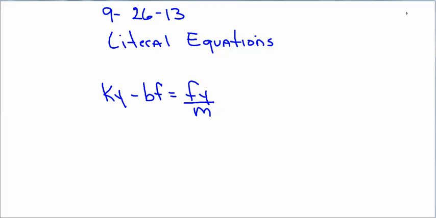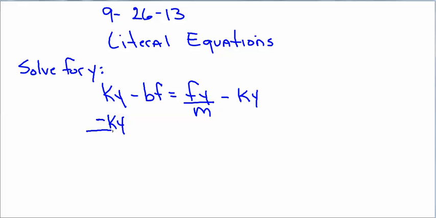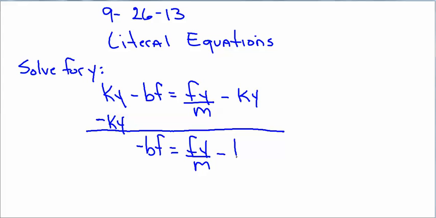Alright, this was number 3 from the study guide today that we talked about in class, and you were asked to solve for y. Alright, so the easiest thing to do here is to start off by subtracting ky from each side. When you subtract ky from each side, on the left hand side you get negative bf equals fy over m minus ky.